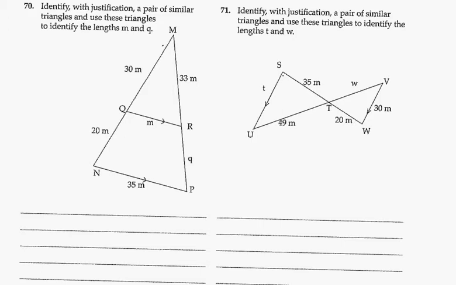Right, we're on page 171. Just a slight step up from what we've done, but we'll do it the same way and I'll show you an easier way to do it. So first of all, we're asked to identify and justify a pair of similar triangles.